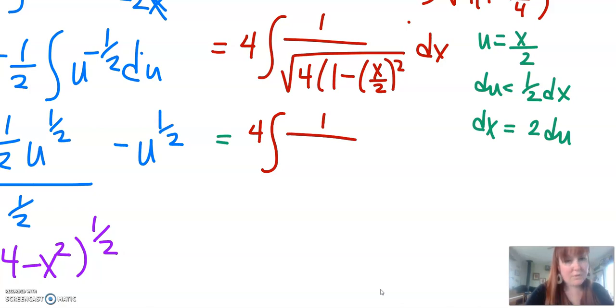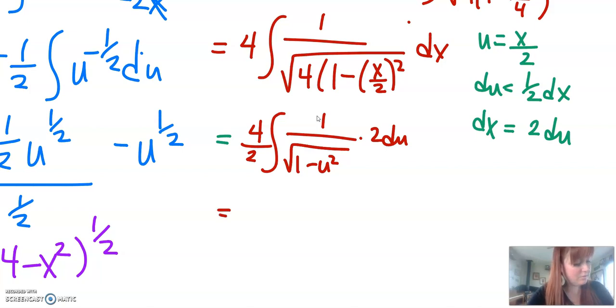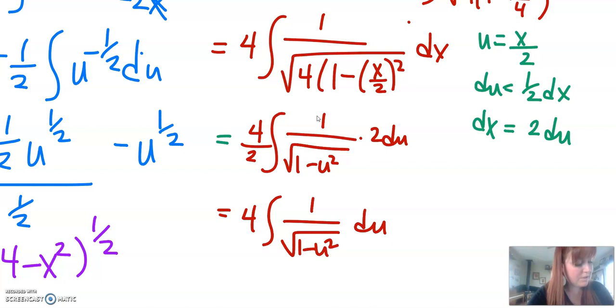So I'm going to come back over here and I have 4 times the integral of 1 over, oh, I forgot to take that 4 out. So what's the square root of 4? Well, it's 2. I'd have a 2 here, but let's go ahead and bring that 2 out here: square root of 1 minus u squared times 2 du. So now we're going to bring that 2 out. I have 8 over 2, which is 4, times the integral of 1 over the square root of 1 minus u squared du. Now this is in the exact form of arc sine, so I can just say 4 arc sine of u, because the integral of this is arc sine of u plus C.